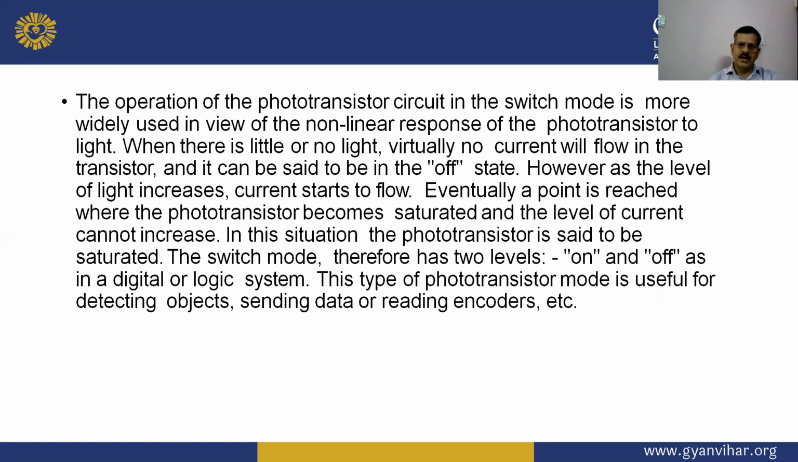The switch mode therefore has two levels, one is on and second is off, as in a digital or logic system. So in a digital or logic system, we have two levels, on and off, low or high. This type of phototransistor mode is useful for detecting objects, sending data, or reading encoders, etc.